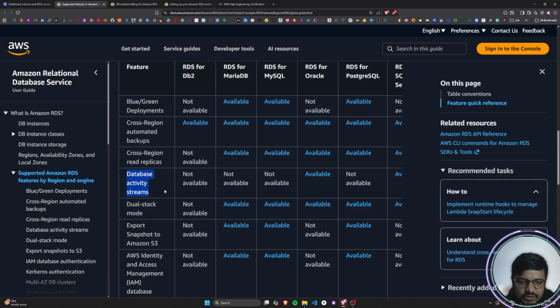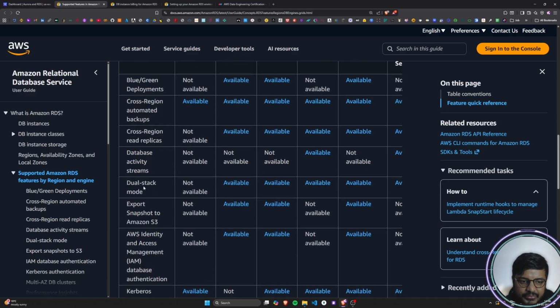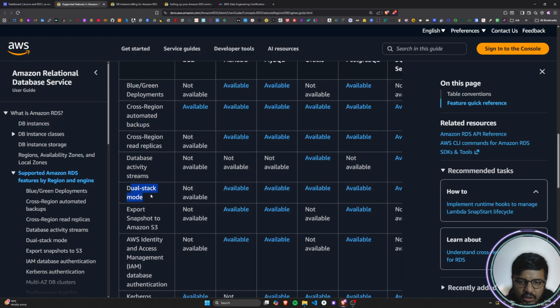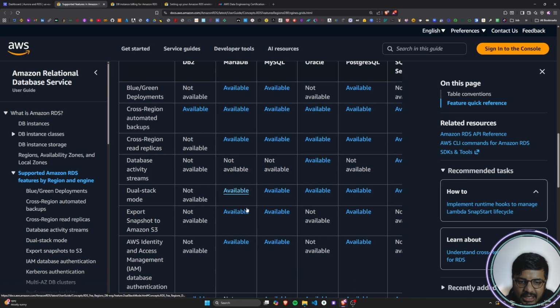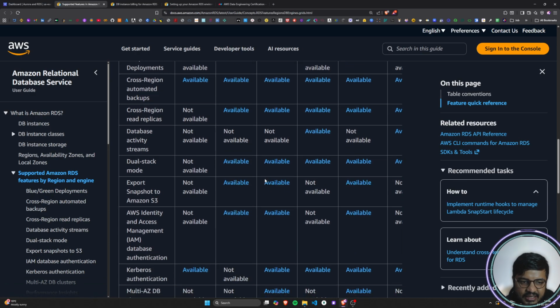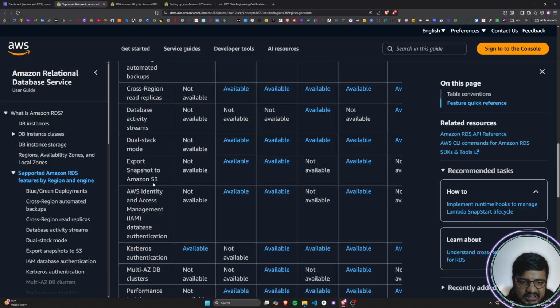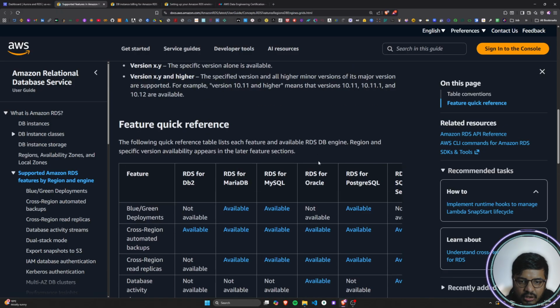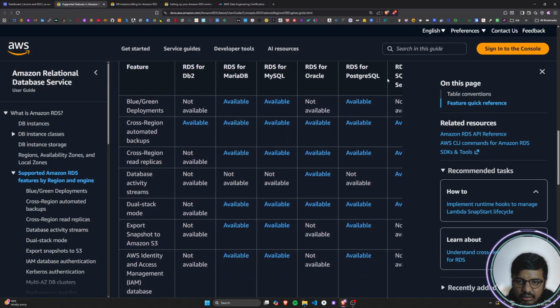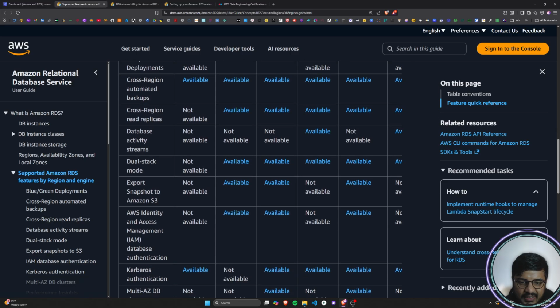Database activity streams. It's only and only available for Oracle DB and SQL Server, right? And for the rest of the databases, database activity streams is not available. Dual stack mode. For DB2 it's not available. For the rest of the database engines it's available. Export snapshot to S3: for DB2, and for Oracle and SQL Server it's not available, right? And for the rest of it, it's available.